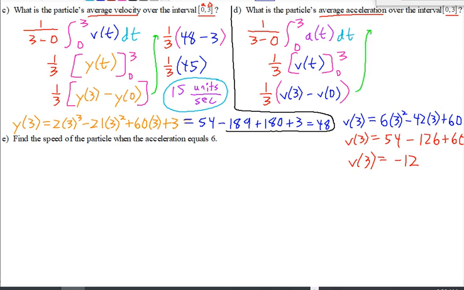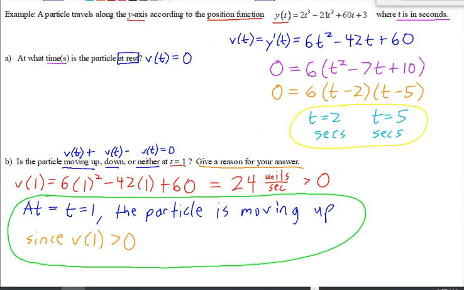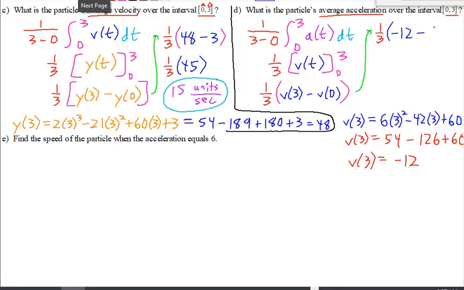So we've got 1/3 times v of 3, which we just figured out as negative 12, minus, again, v of 0. It's a lot easier to just figure out in your head here. When you plug in 0, it wipes out everything but the 60 in your velocity function. So that's just going to be 60. So you have 1/3 times negative 12 minus 60, which is negative 72. And 3 goes into 72 24 times, so that'd be negative 24.